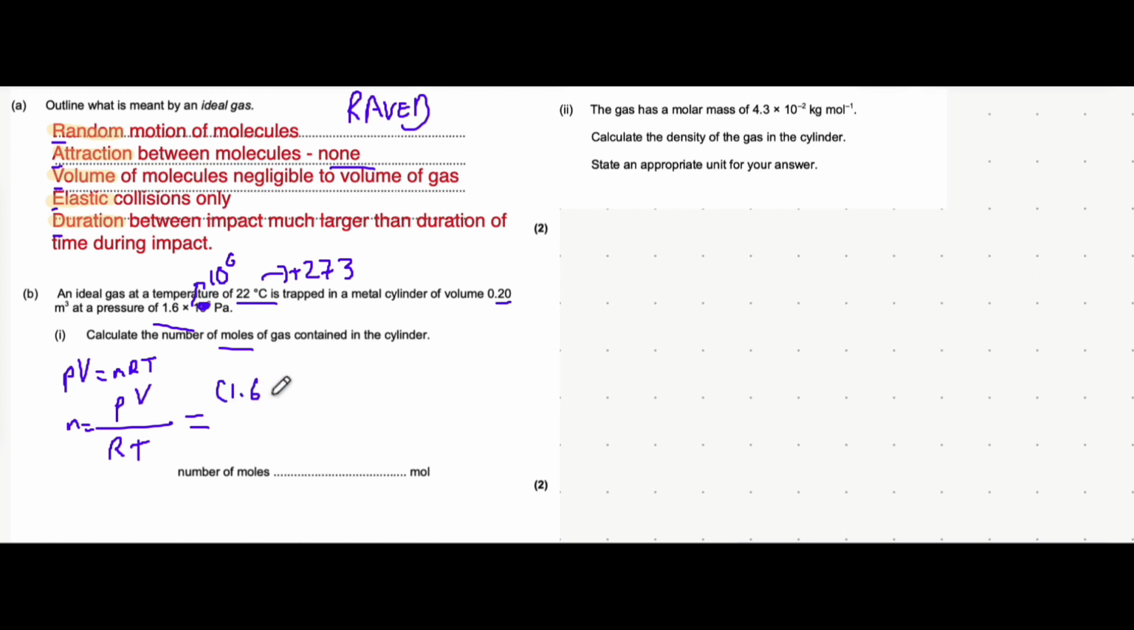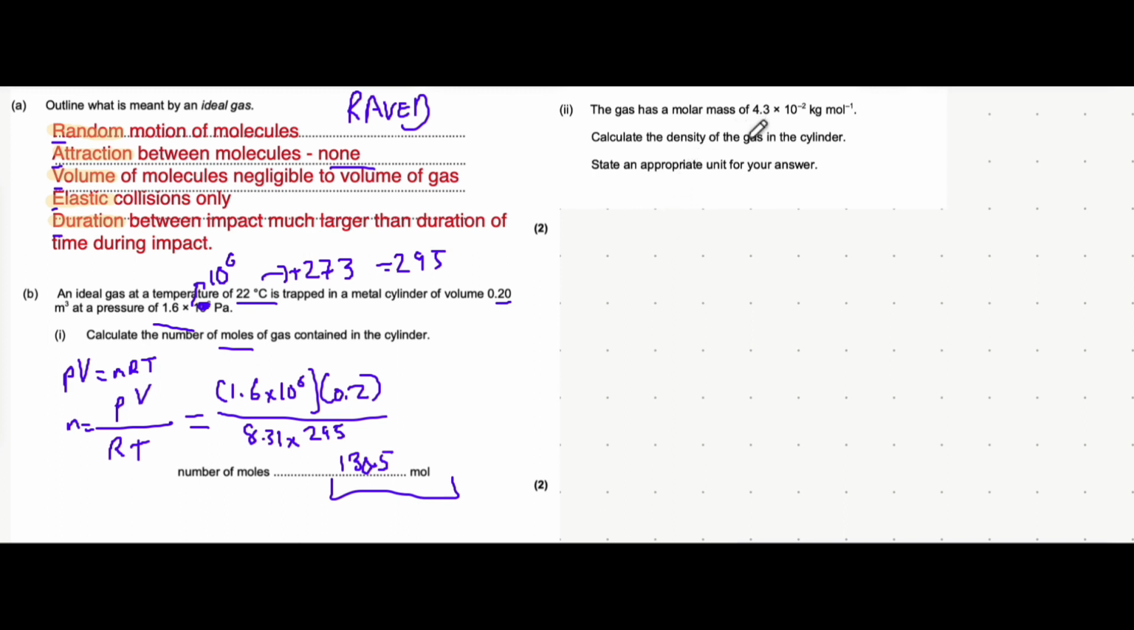The pressure is 1.6 times 10 to the 6 multiplied by the volume, which is 0.2, divided by the molar gas constant, which is 8.31, multiplied by this temperature that we have to convert into Kelvin. So 22 plus 273 is 295. You put all of that into your calculator and it will give you a value of 130.5. Great.